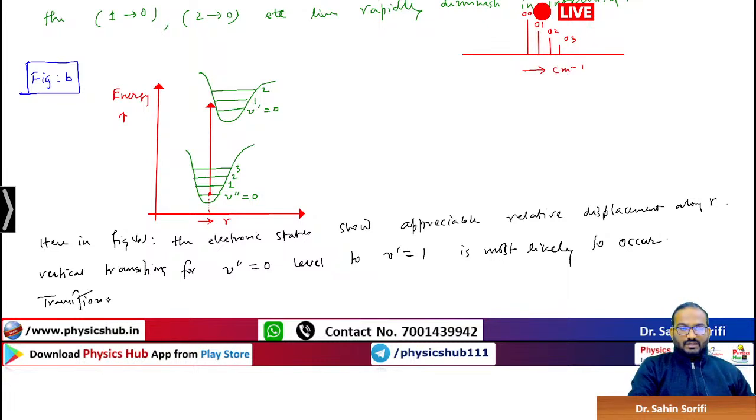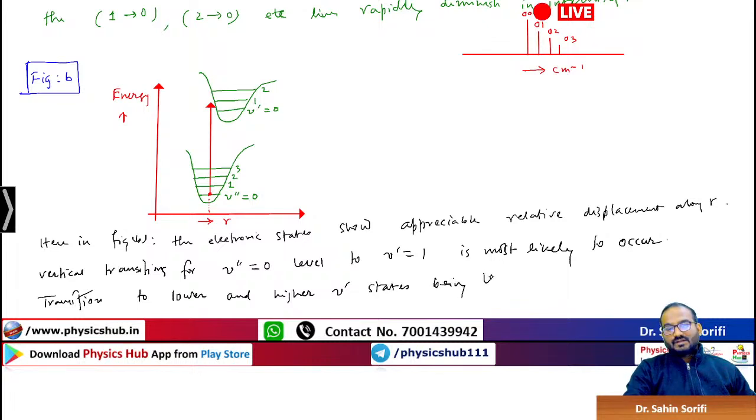Transitions to lower, meaning V prime equals 0, and higher V prime states being less likely. Okay, being less likely. So which intensity will be maximum? The vertical one. So the intensity of 0 to 1 is maximum.